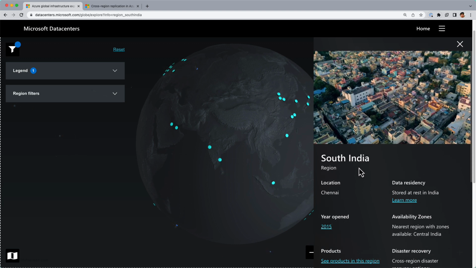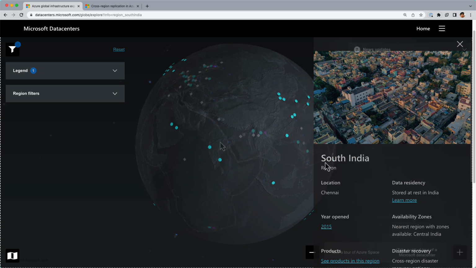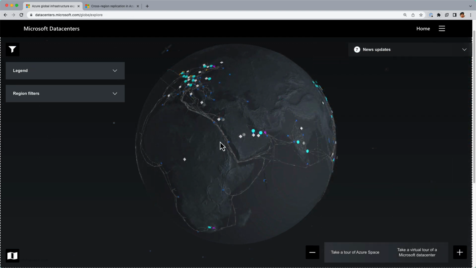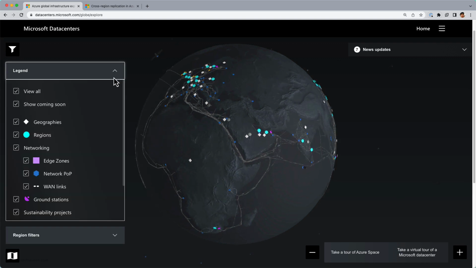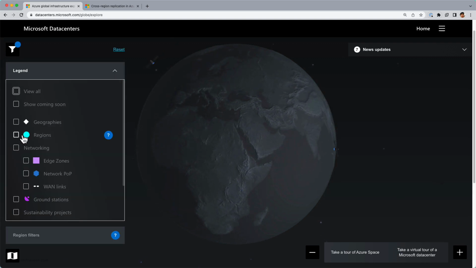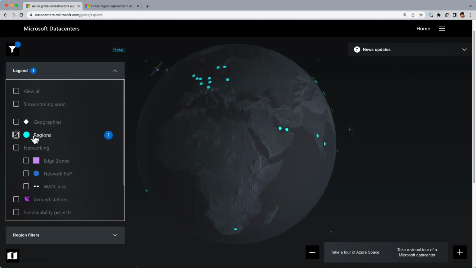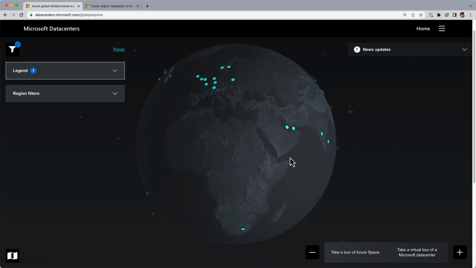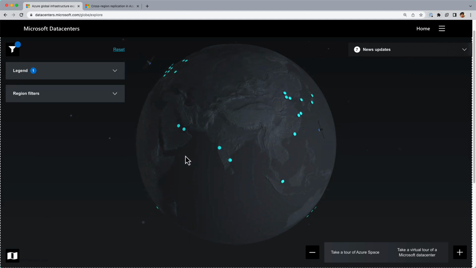It's a fun way to check them. You should take a few minutes to play around with this. The globe also supports filtering the infrastructure plotting. Let me unselect everything except the regions. Now the globe shows only the regions available across the world.